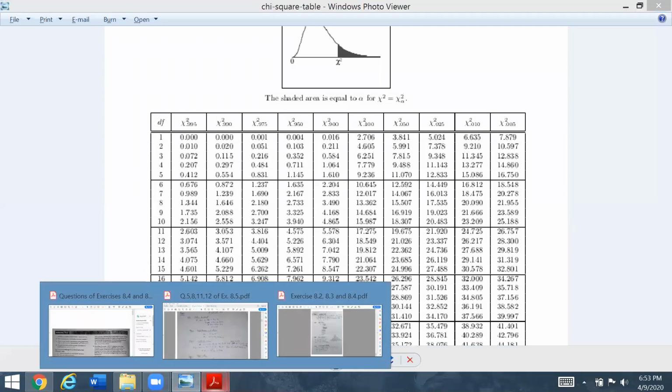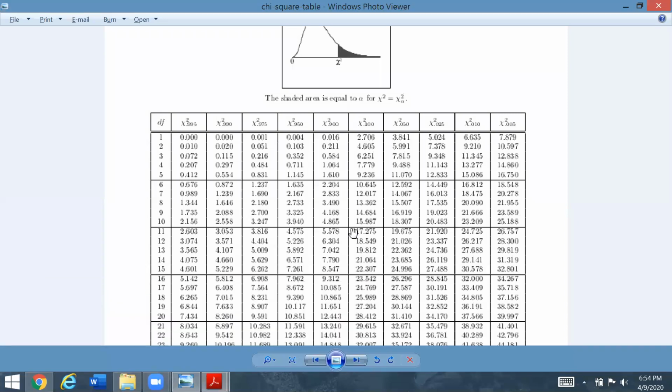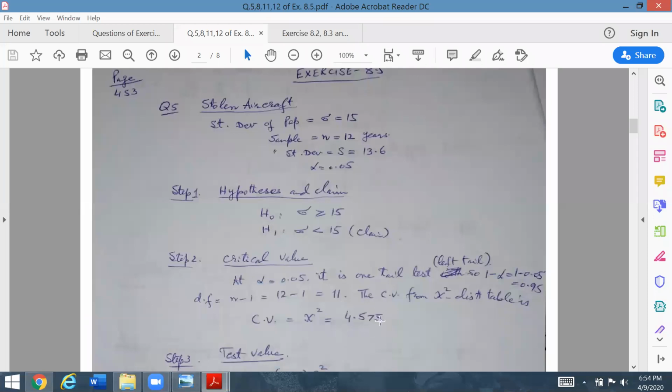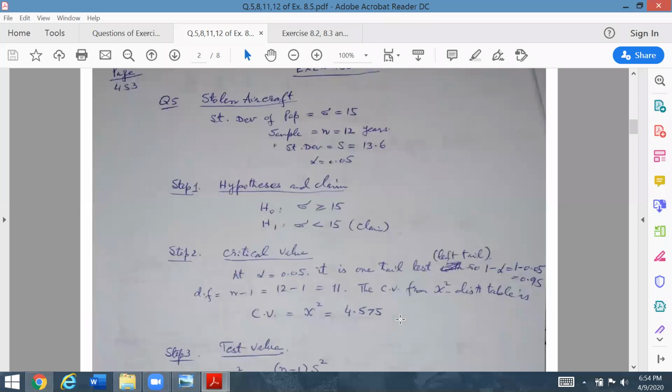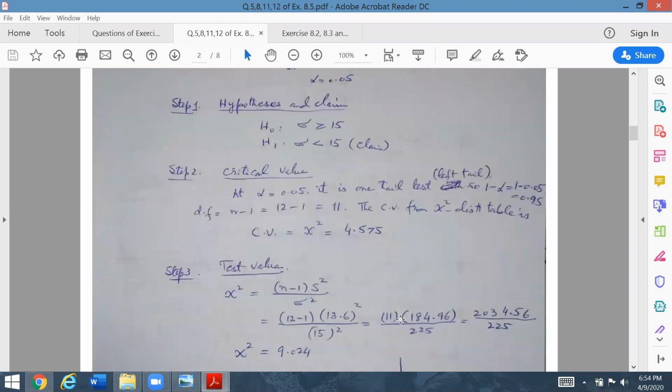Now look, what was the degree of freedom? The degree of freedom is 11, and 0.95. This is 0.95, so down here you will come to the value against the degree of freedom, which is 4.57. This is written 4.57. And you will not be attaching a plus sign or minus sign in this case, because every value is positive, it's a squared value.